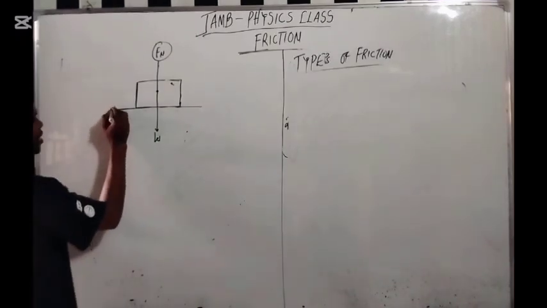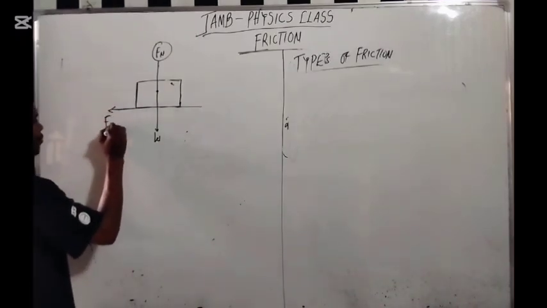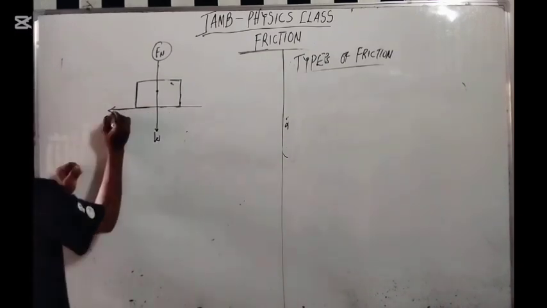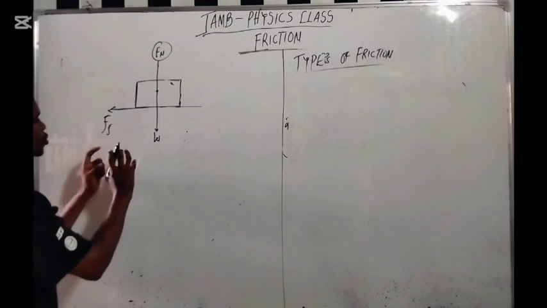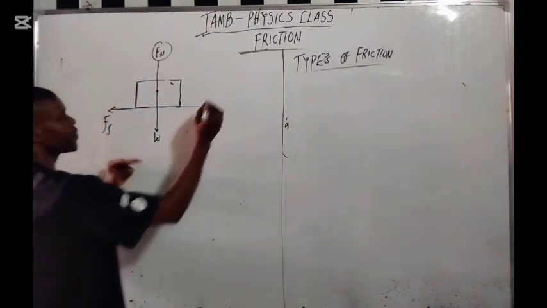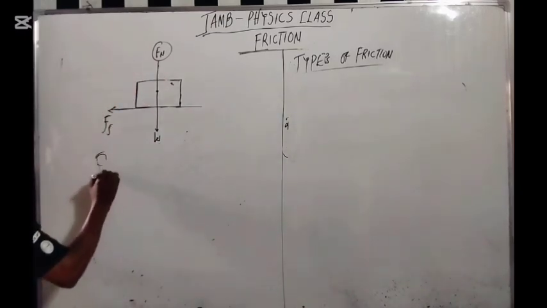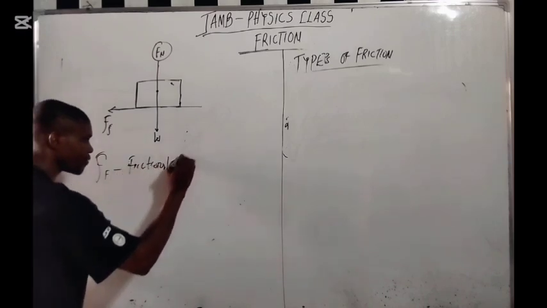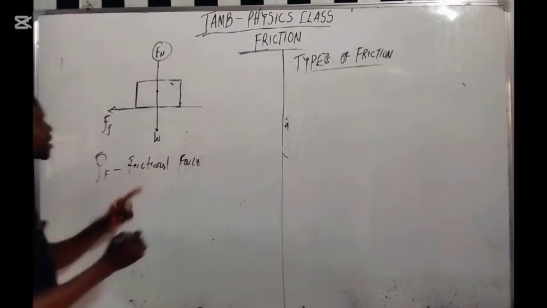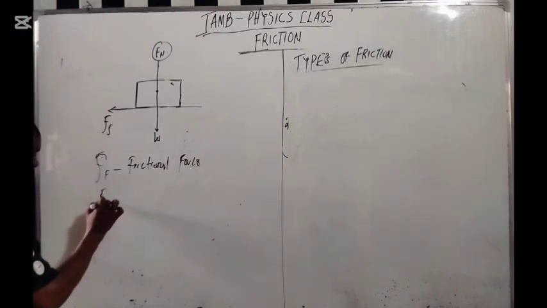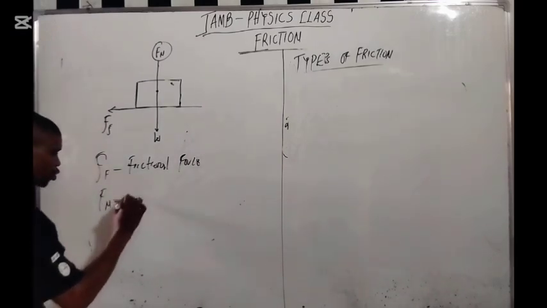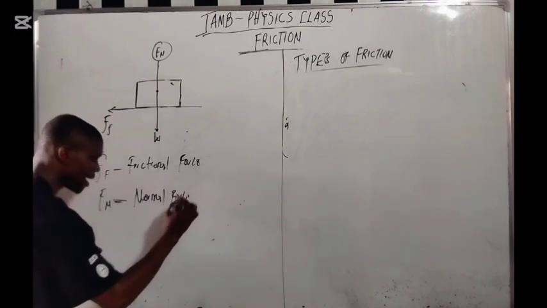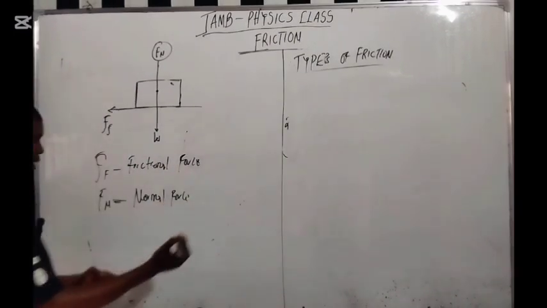Here we have the frictional force, acting opposite, parallel to the surface. The frictional force is F. Then here we have Fn, which is the normal force. And the normal force is the weight.